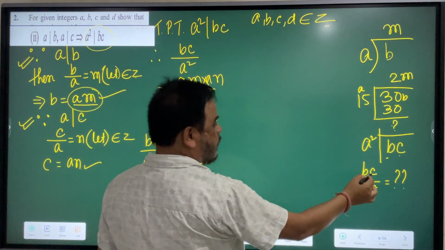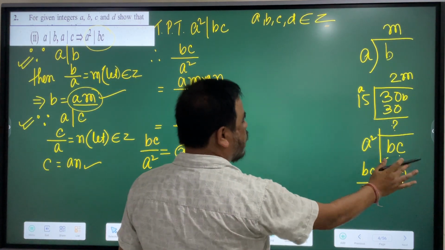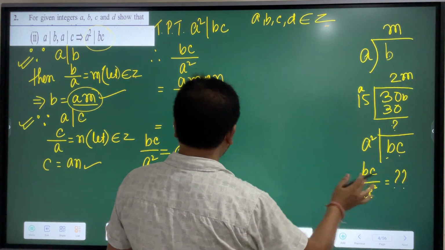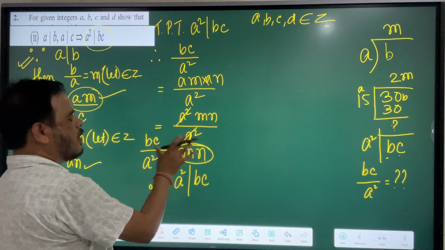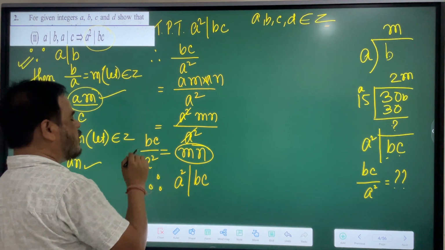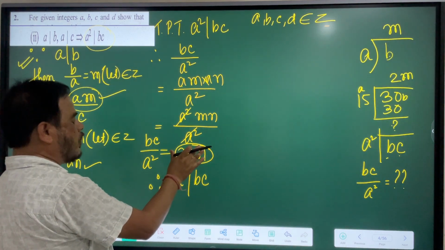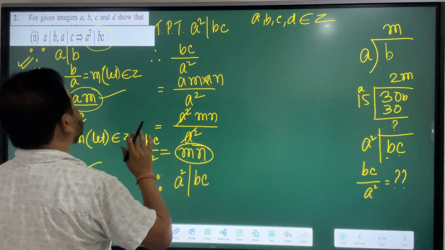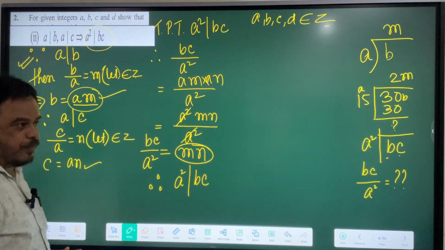As I have already explained, bc by a square, we have to get one integer, one number. What is that? mn, any integer. So bc by a square equals any integer we have got. That means a square divides bc. That is what we have to prove.